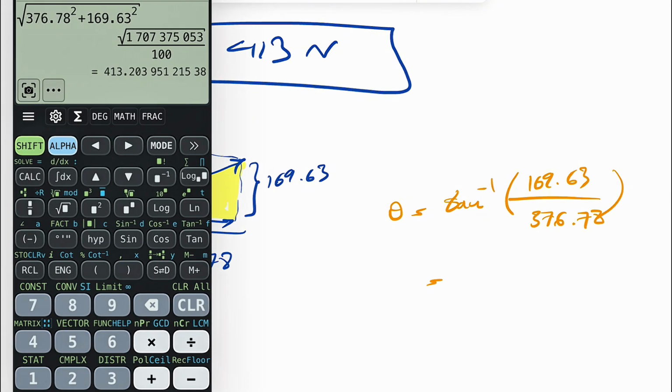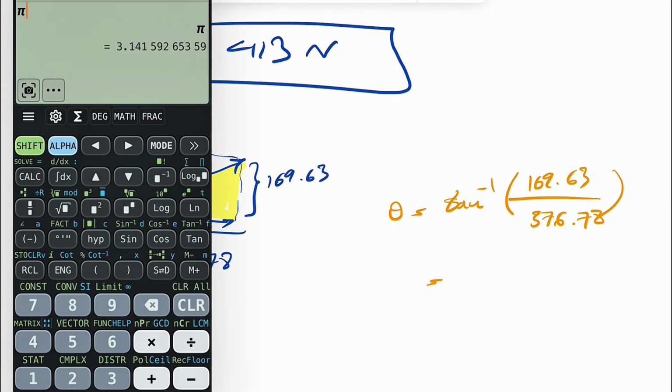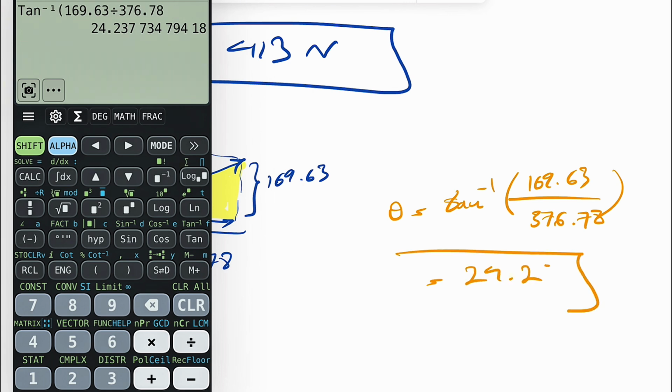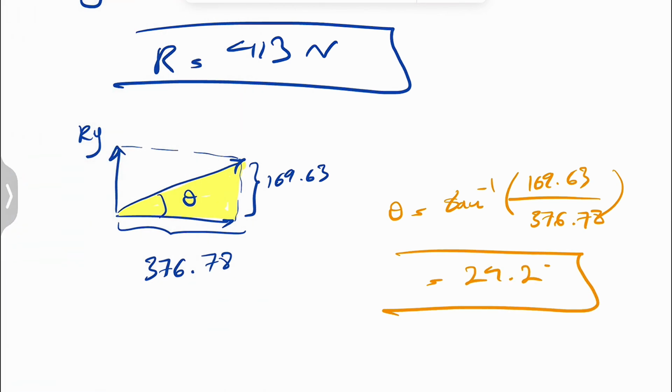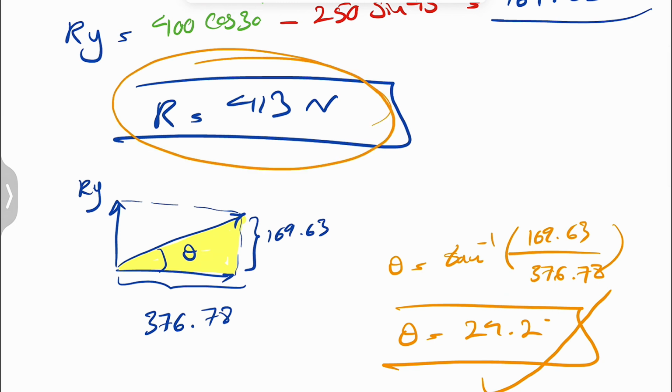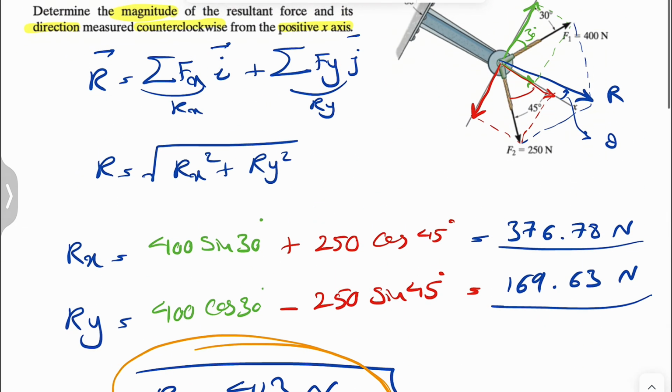And that's going to give us the angle that we are looking for, tangent inverse of 169.63 divided by 376.78. And yeah, this is going to give us 24.2 degrees. And now we have the direction, which is our theta counterclockwise from x-axis, as well as the magnitude of the force, and the final answer for this question.